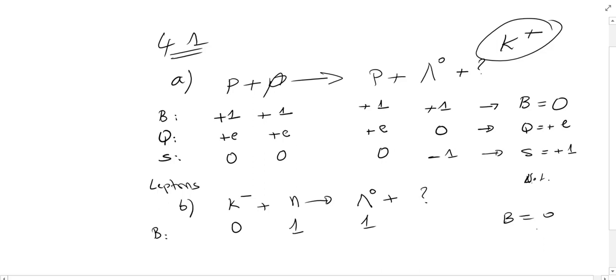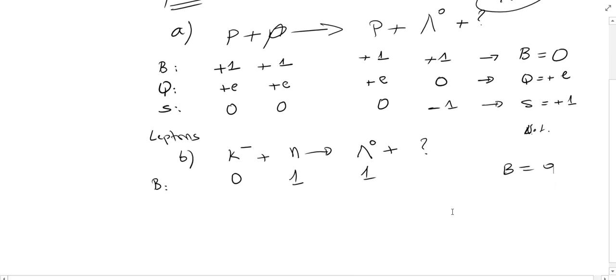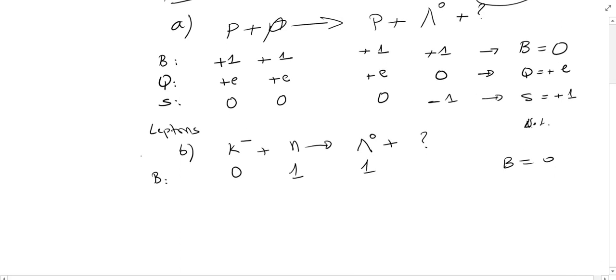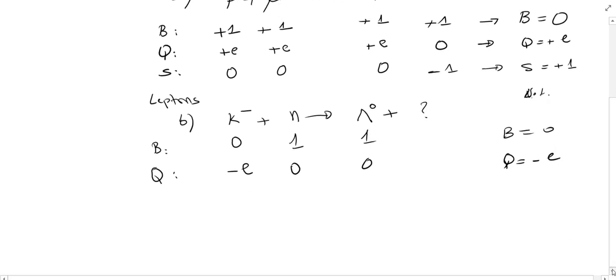Now, in terms of the charge, Q. So this is minus e. This is 0. This is 0. So the charge must be equal to minus e also. Okay. So that at the end we have conservation of charge.